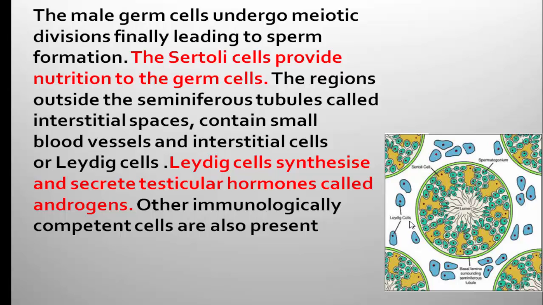The region outside the seminiferous tubules is called interstitial space, and it contains three important structures: small blood vessels, Leydig cells, and other immunologically competent cells. The Leydig cells are very important, also known as interstitial cells. They synthesize and secrete the testicular hormone called androgen. Androgens are also known as male sex hormones, responsible for secondary sexual characters in males, and the major androgen is testosterone. I hope it is clear for you.